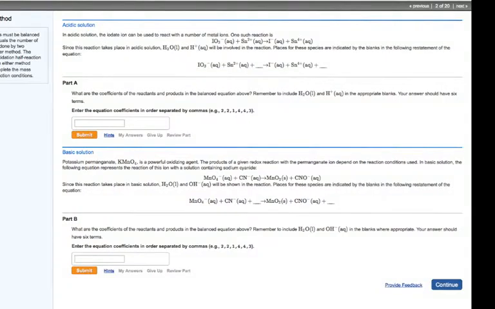Okay, so for this problem, we are asked to give the coefficients in part A for water and H plus, and in part B, we're asked to give coefficients for water and OH minus. So, the difference between part A and part B is that in part A you have to balance the redox reactions using acidic reagents, and in part B you have to balance it using basic reagents.